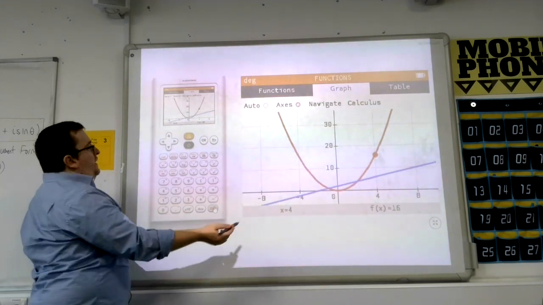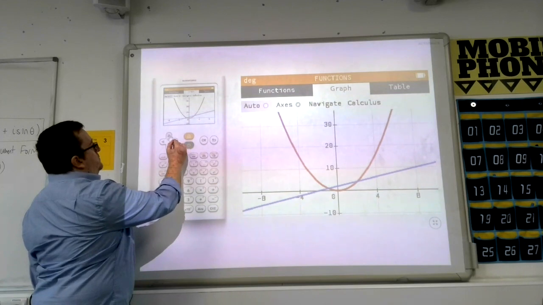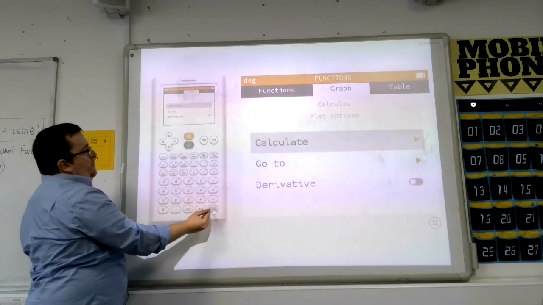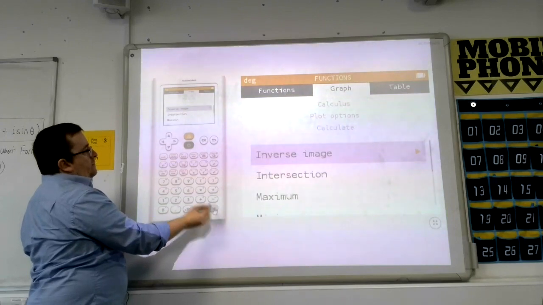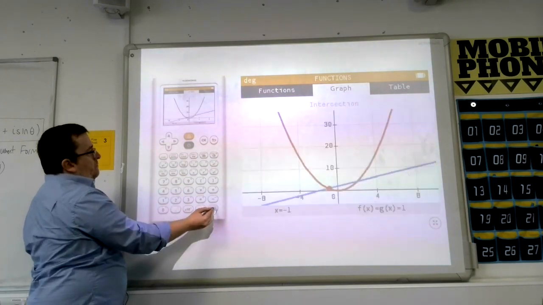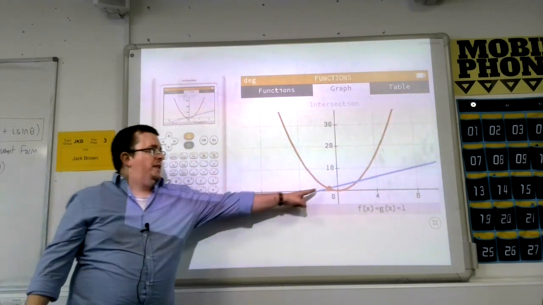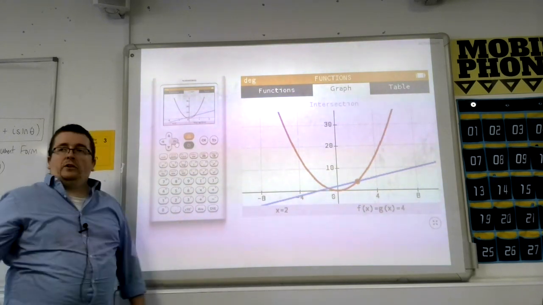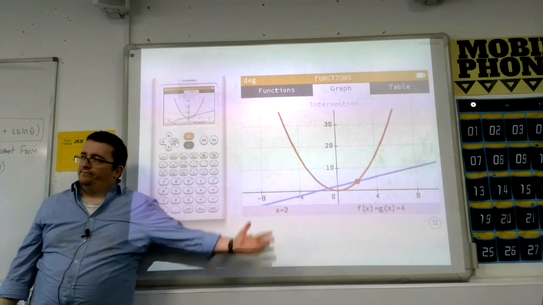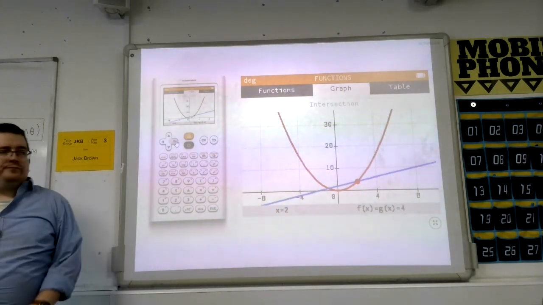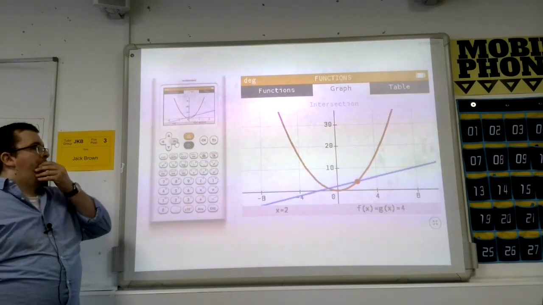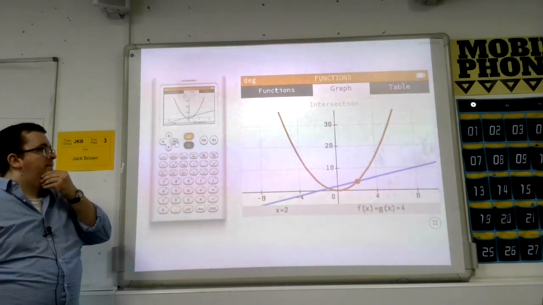Let's find out where they intersect. Go up to calculus, select one of them, calculate, intersection. So they intersect x equals -1, and x equals 2. Okay, that's all there. So it's quite powerful stuff, really, to be able to solve that quite quickly.